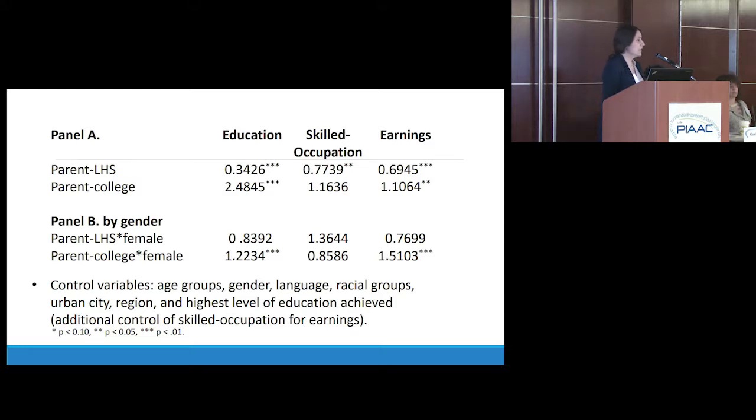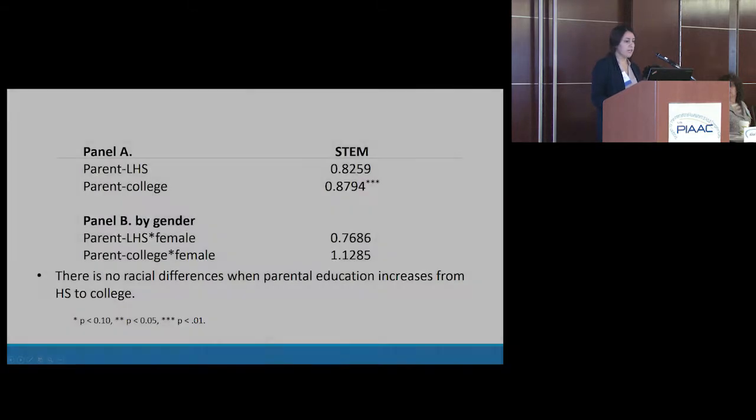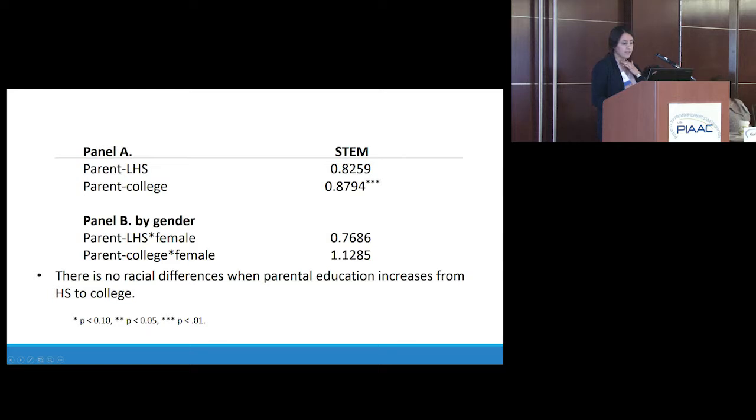When we add interaction with gender, we see that it's very interesting. It shows that when education of parents increases from high school to college, the additional effect is significantly higher for females compared to males for education and earnings. This result is important because it shows that it actually reduces the gender gap in earnings. It shows that when parental education increases, among those individuals, the gender gap in earnings tends to be lower. Similar results hold for employment, so I skipped this one.